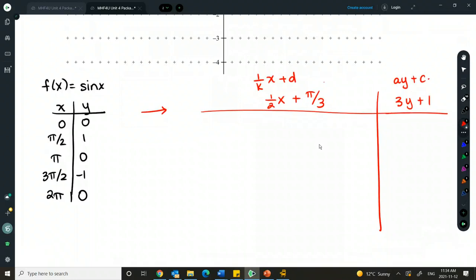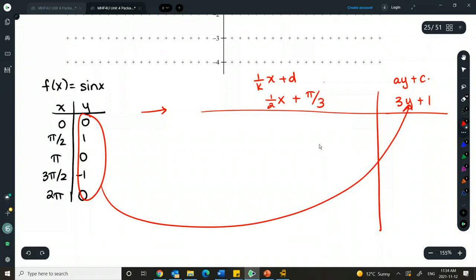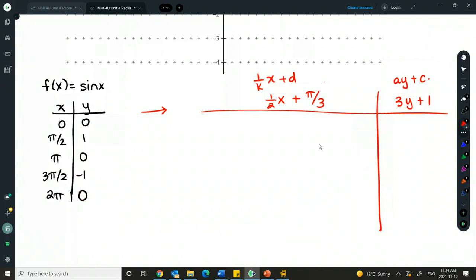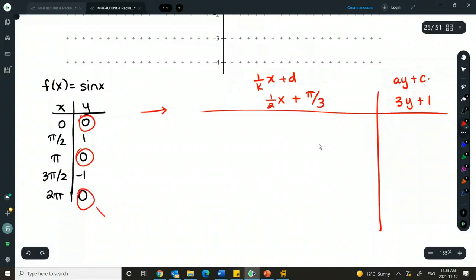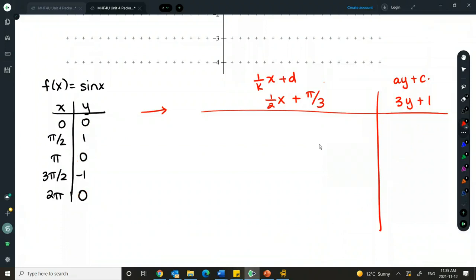Let's do the y's first. The y's are nice and easy. Take each of your y's, multiply them by 3, and add 1. All the zeros, of course, should be the same because we're plugging them into the same equation. So 3 times 0 plus 1, all of those will become 1. 1 times 3 plus 1 is 4. Negative 1 times 3 plus 1, negative 3 plus 1 gives us negative 2.